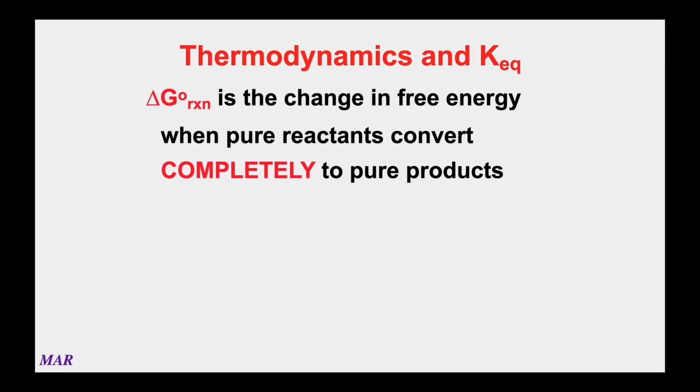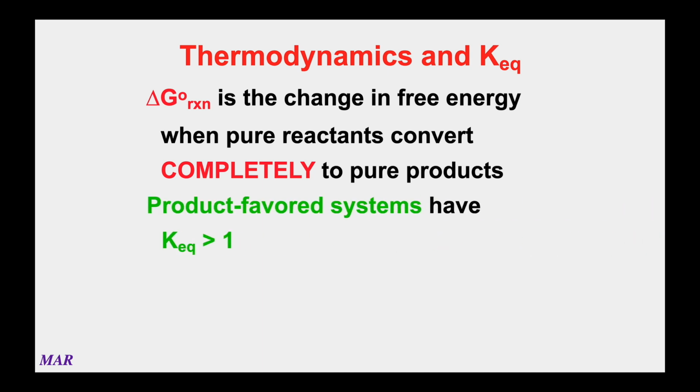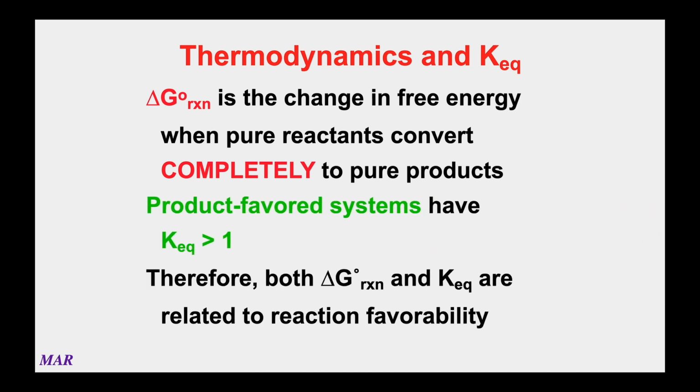Delta G is related to K, equilibrium constants, as well. Delta G is the change of free energy when the reactants convert completely to products. Ks are greater than 1 when you're product favored, so if you have a large K, you can find the delta G. So both delta G and K are related to how favorable it is that the reaction occurs. You can probably see now, K's larger than 1 are product favored, and delta G's less than 0 are the spontaneous reactions. So somehow we have to correlate a negative delta G with a K greater than 1, and conversely, a positive delta G with a K that's less than 1.